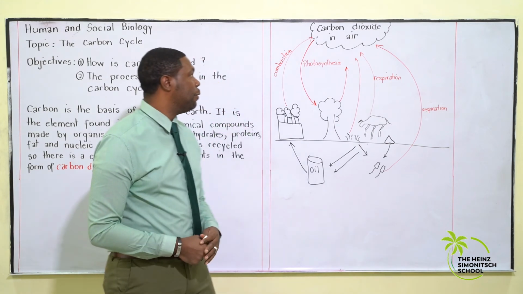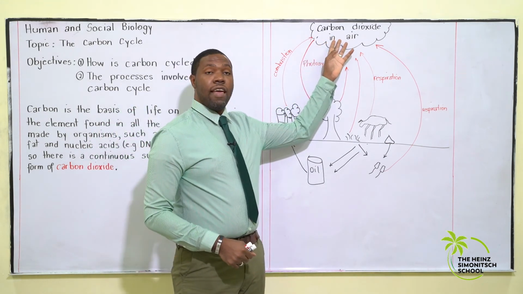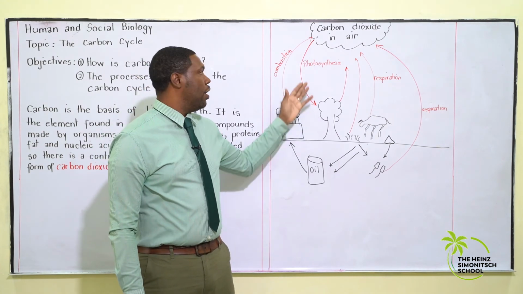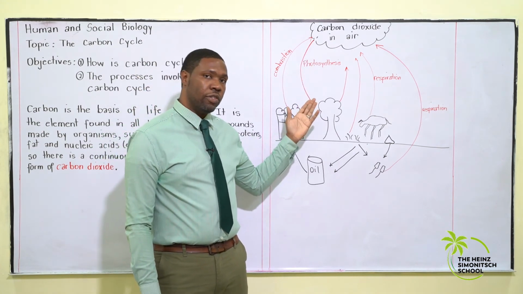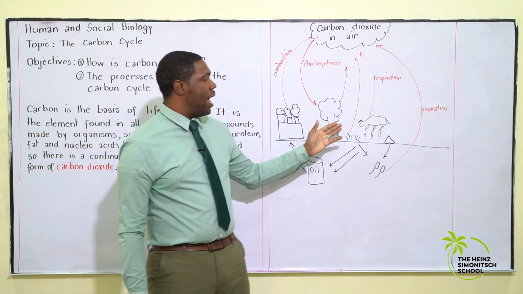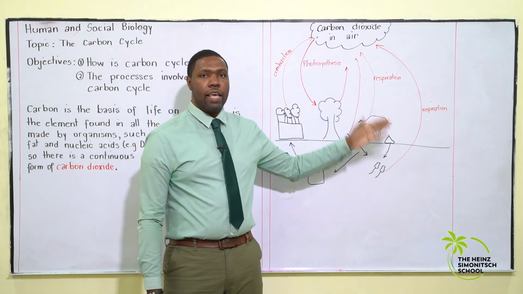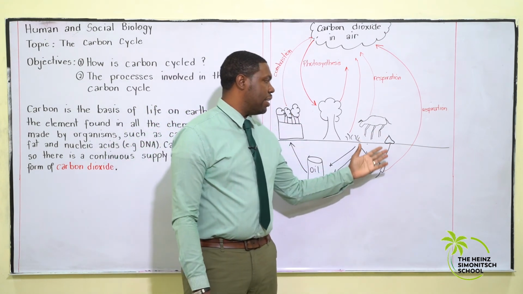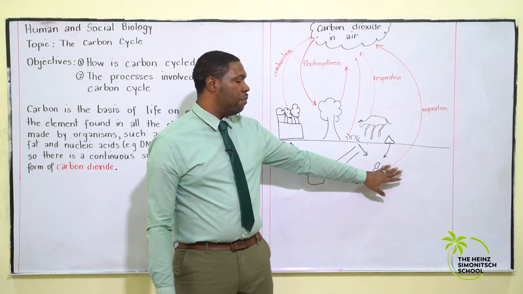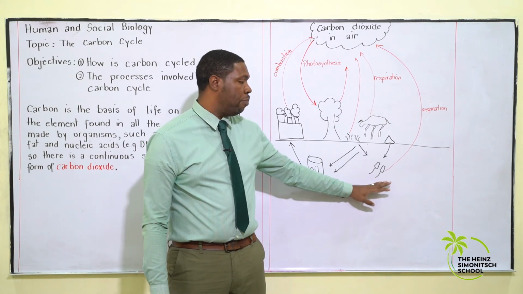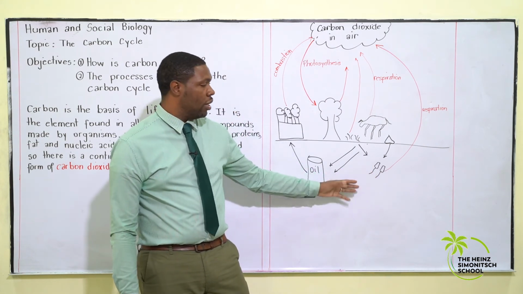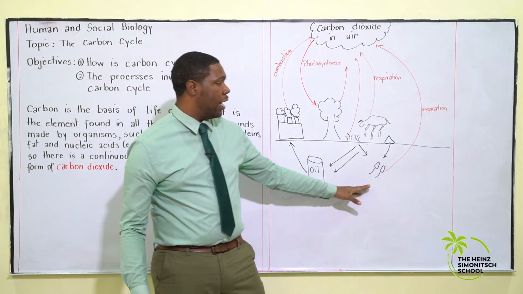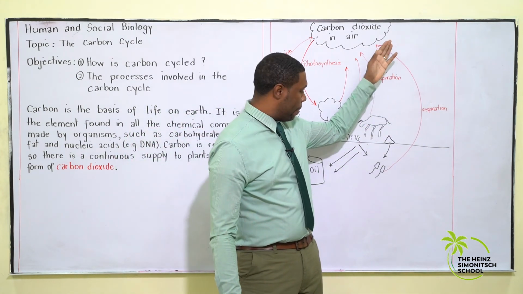Now let's recap. Carbon dioxide in the air. Plants can extract this carbon dioxide through a process called photosynthesis to make their food. Plants and animals respire, giving off carbon dioxide back into the atmosphere. Plants and animals die. They become decomposed by decomposers, which are bacteria. This process also releases carbon dioxide back into the atmosphere.